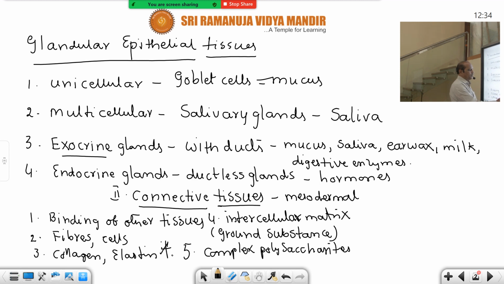Fifth point, keep a star mark, because it is very important. The ground substance of connective tissues is made up of complex polysaccharides, not simply polysaccharides with water added here. Complex polysaccharides itself implies that it is mixed with other substances. That's why they are called complex polysaccharides. And connective tissues provide the supporting framework of the body.